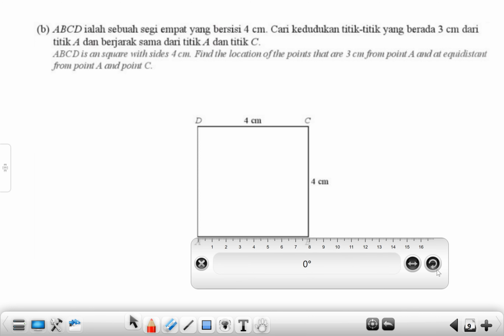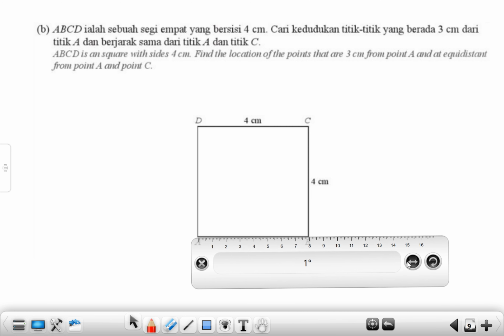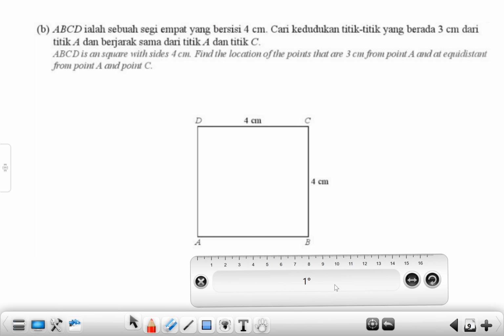Okay, tune 8. This one also 8, yeah. Yours is 4 lah. You are not going to have more than 4 than 1.